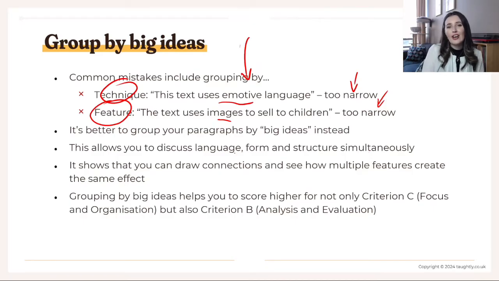When you organise your essay by big ideas, by arguments, it allows you to discuss language, form and structure simultaneously, which with an interplay question is really crucial. It shows the examiner that you can draw connections, you can see how multiple features come together to create the same effect, or in other words, how you are evaluating the text. So it will also get you a higher mark, therefore for criterion B too.